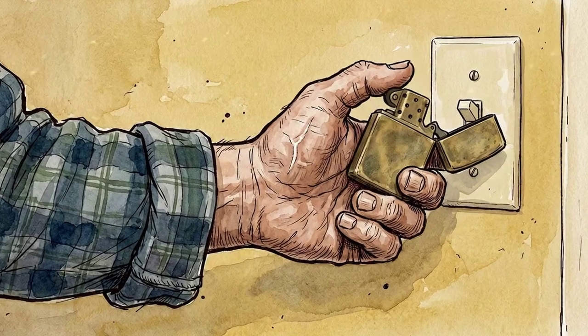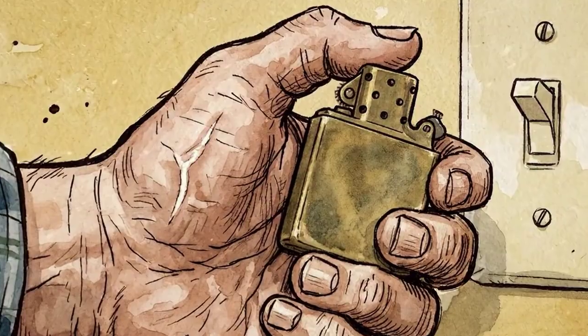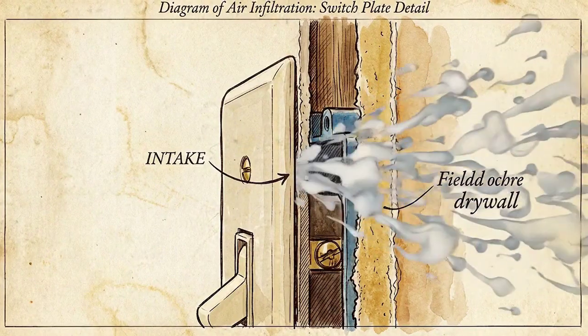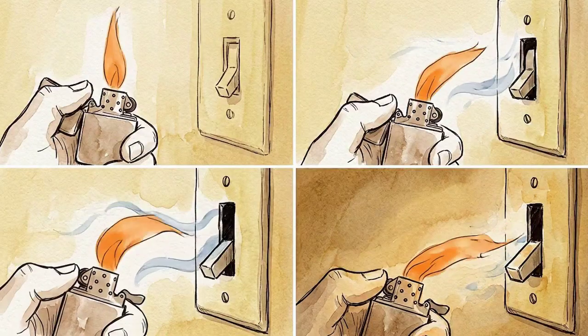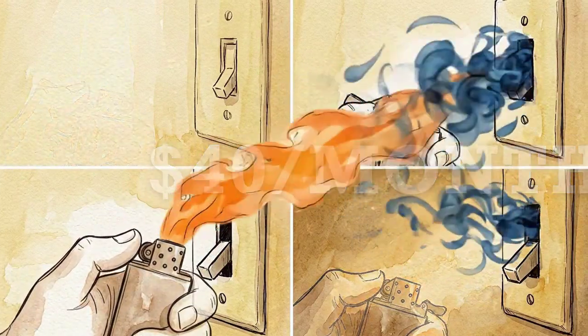Hold a lighter next to the wall switch by your front door, not on the switch, next to it, between the plastic cover plate and the drywall. If the flame bends toward the wall, you have found $40 a month.